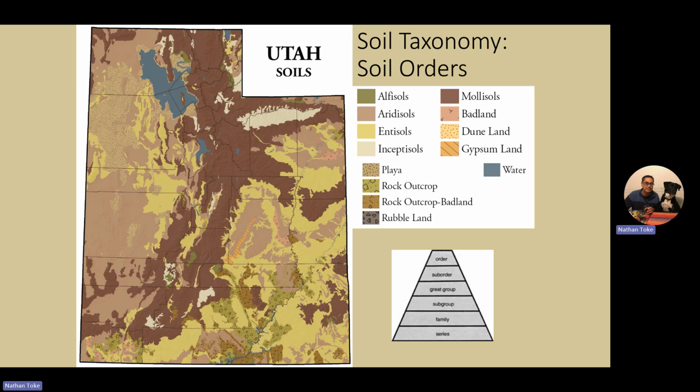The only other type of soil that's super common in Utah is called alfisols, which happen in areas where there's a strong leaching environment. And so here, this is along the edge of shores like Great Salt Lake, where the water level goes up and down, and as it does so, it leaches out material from those soils.